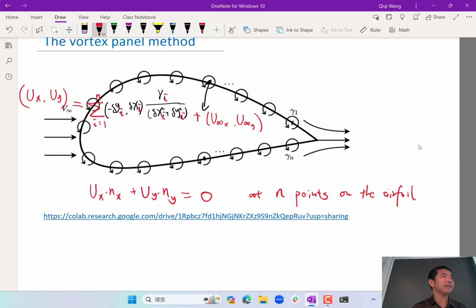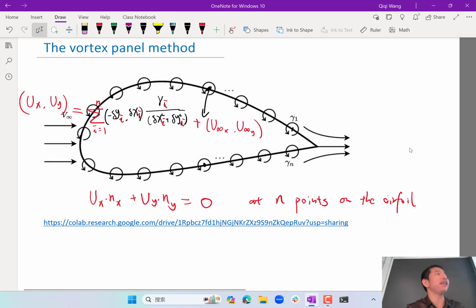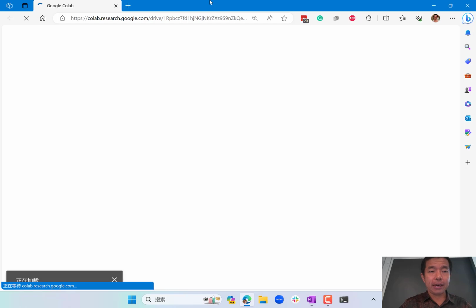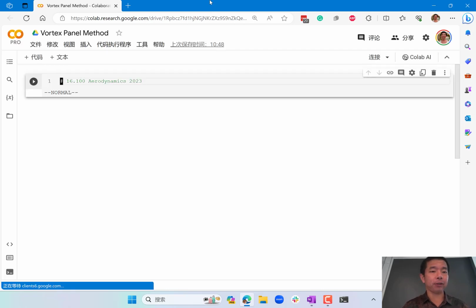Well, unless these equations are linearly dependent, in which case we need another equation. And we're going to see that these equations are actually linearly dependent, and we need one additional condition. That's the Kutta condition, in order to close these equations and solve for these gammas. So let's actually go into a Python notebook.